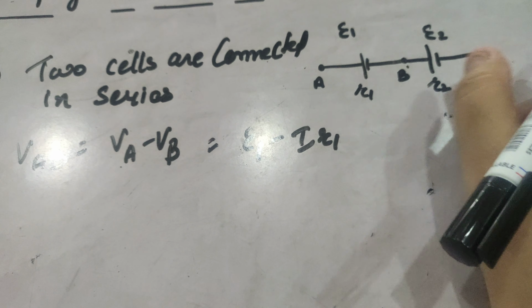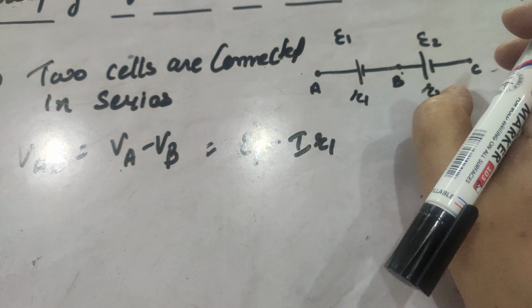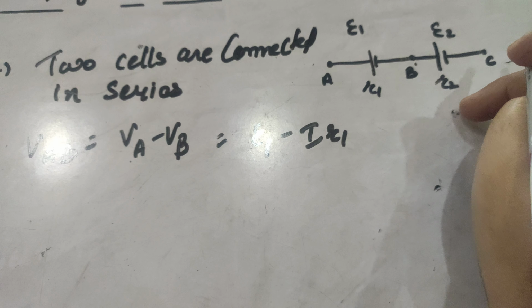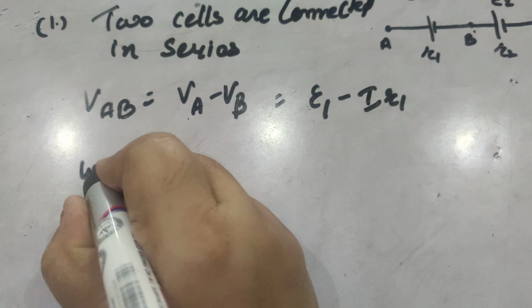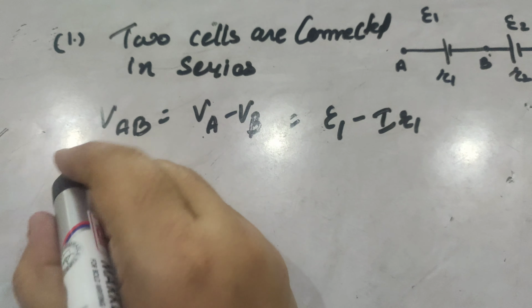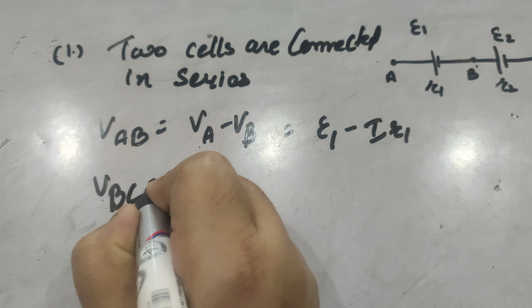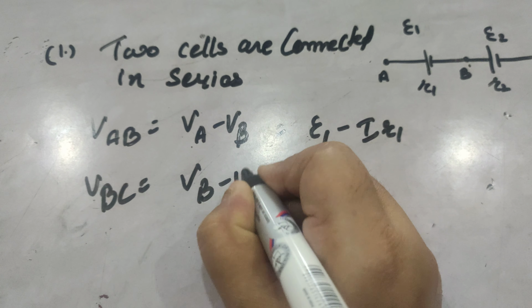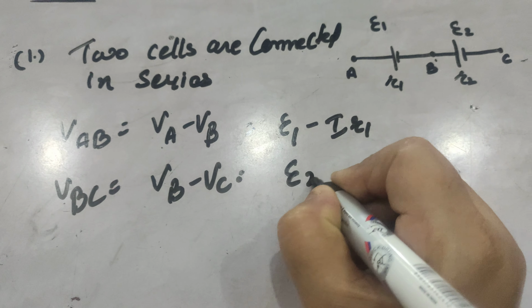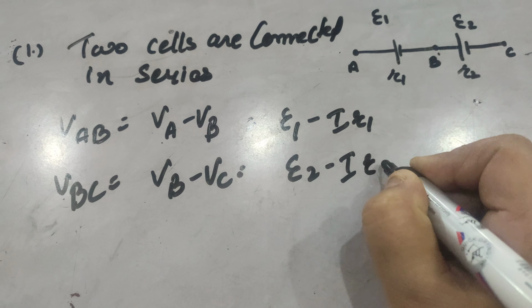Similarly, the potential drop across this cell E2 of internal resistance R2 can be calculated as VBC, which is equal to VB minus VC, which is equal to E2 minus IR2.